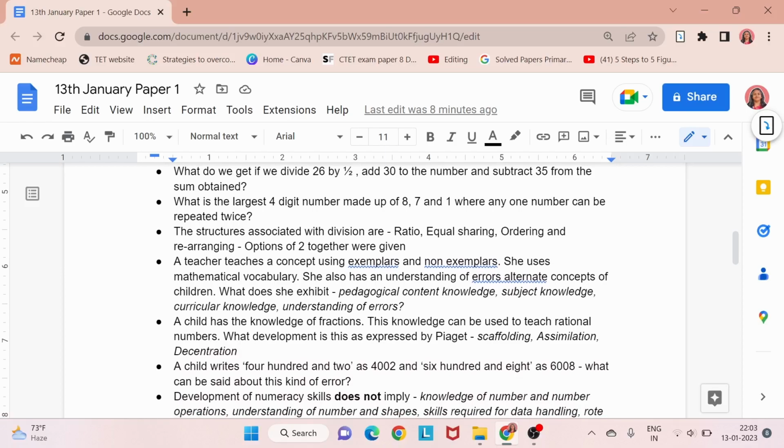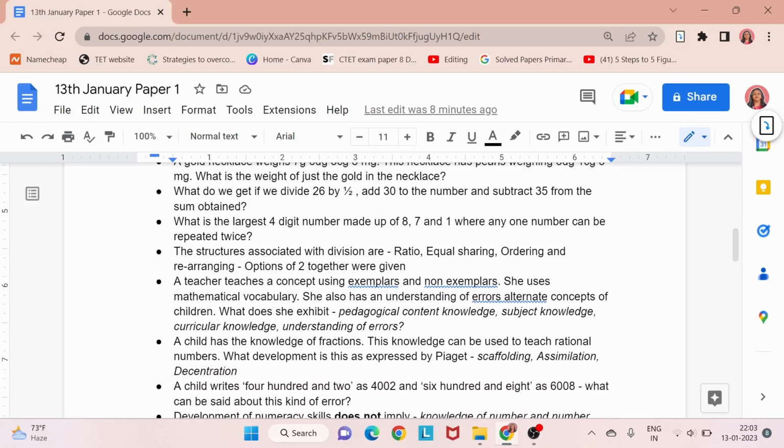Now, these are certain pedagogical questions. The structures which are associated with division are, and the options were given as ratio, equal sharing, ordering, and rearranging. And two of the options were given together, like A and B, C and D, like that. So the answers for this will be ratio and equal sharing.